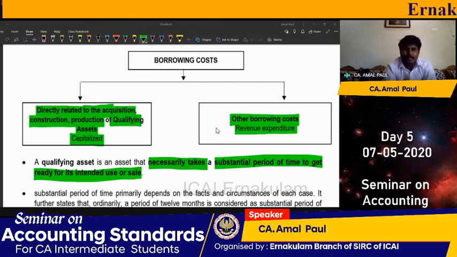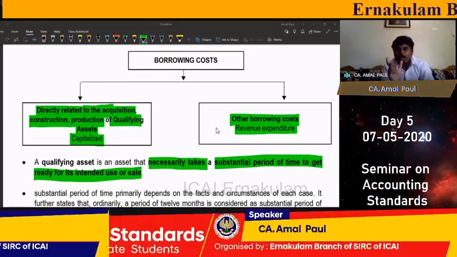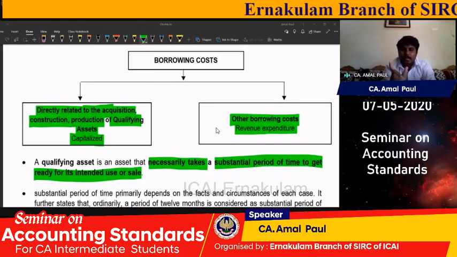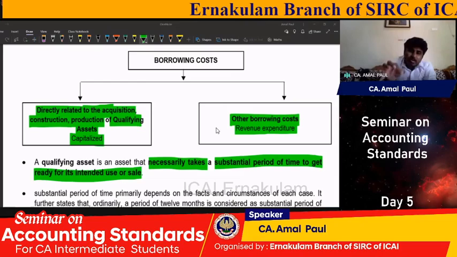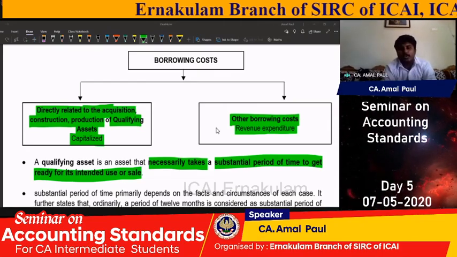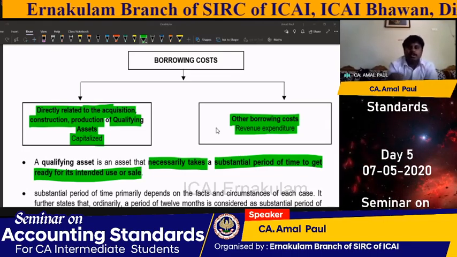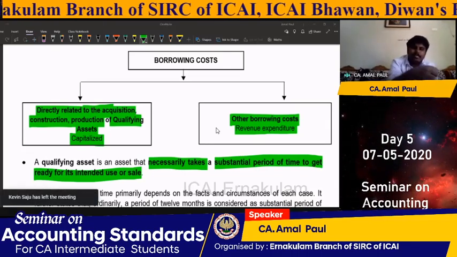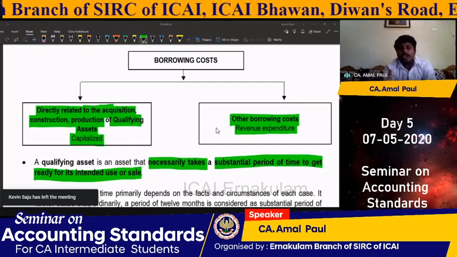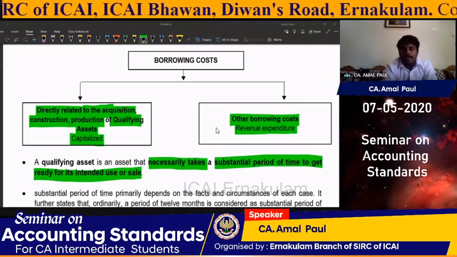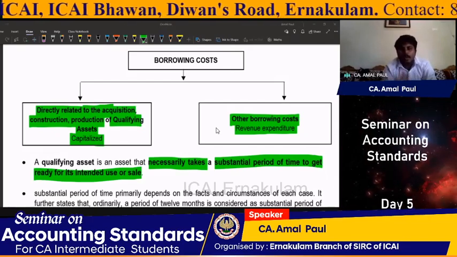In order to meet the definition of qualifying asset, what is the crux? There should be a substantial period of time to get ready for its intended use or sale. In order to bring it to the intended use, there should be a substantial period of time. Then only it will be considered as your qualifying asset.